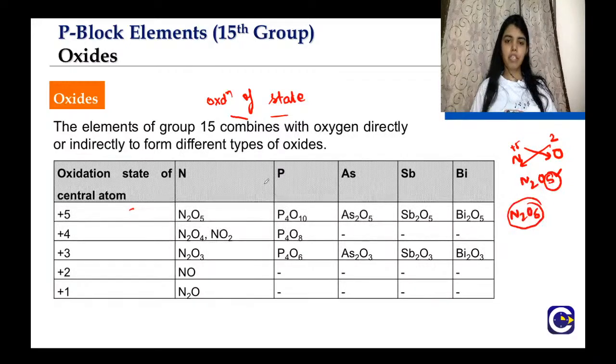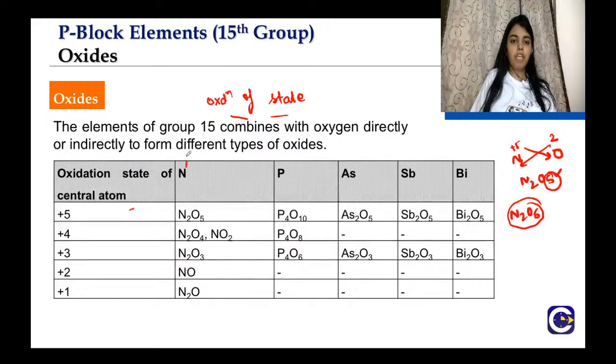Right. Now, phosphorus, if you see, it is forming oxide in +5, +4 and +3, while it is not forming any oxide in +2 and +1 oxidation states. So the common oxides of phosphorus are P4O10, P4O8, P4O6. Right. And for arsenic, antimony and bismuth, you can see that only +5 and +3 oxidation states are more frequent in the case of oxides of these elements, right?